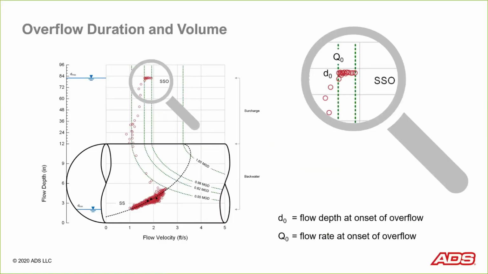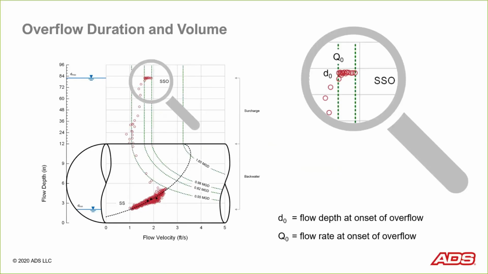This is a 12-inch diameter sewer, and you can see that it goes into backwater and surcharge, and we have identified a downstream SSO in the data. Got some ISO cues that are marking that information, and there's a couple of terms that I want to introduce to you that we're going to use to help figure out the overflow duration and volume. One is what I call the flow depth at the onset of overflow, D sub 0. The other is what I call the flow rate at the onset of overflow, Q sub 0.